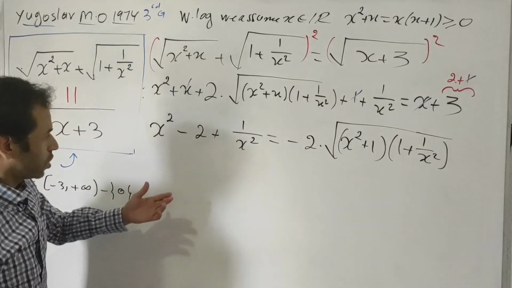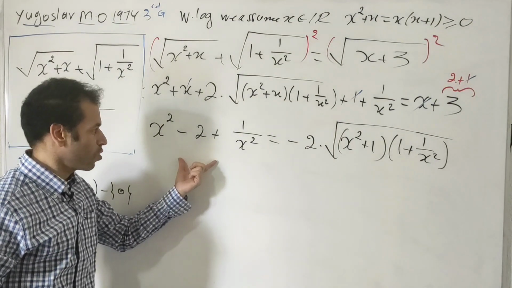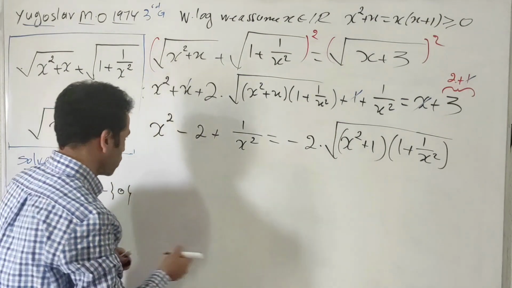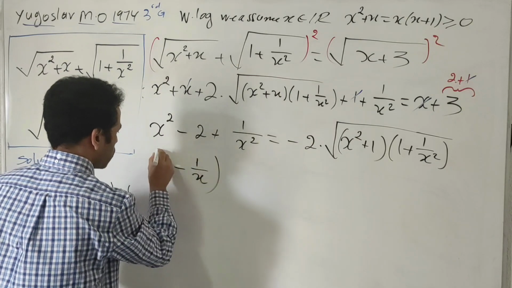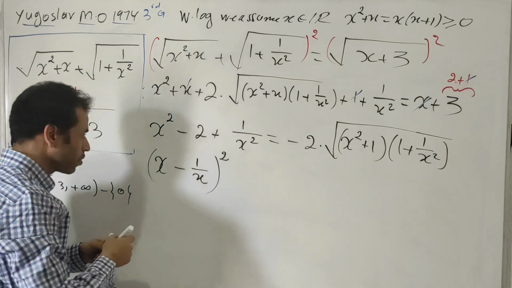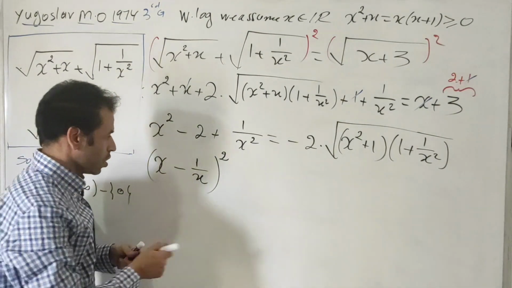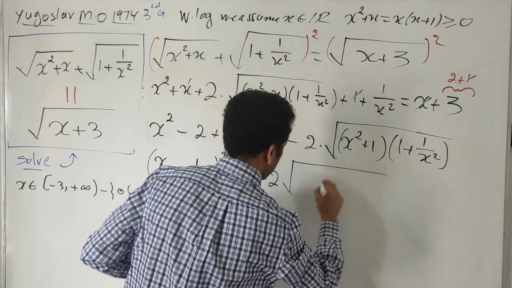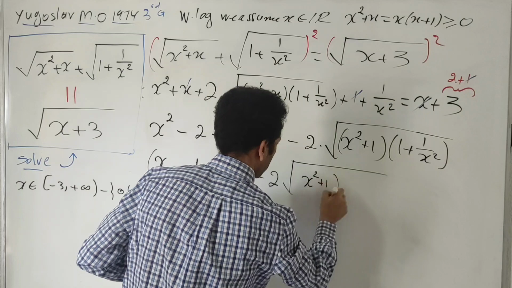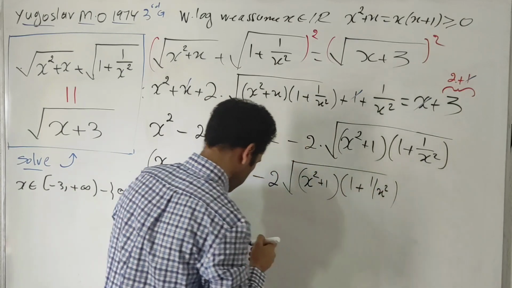Then if you take a look carefully at this expression, this term is exactly written in the form of a square, okay? So I will have (x minus 1 over x) squared. If you distribute this, it takes you back to the original one, okay? And it equals minus 2 multiplied by this square root of x squared plus 1 multiplied by 1 plus 1 over x squared, okay?